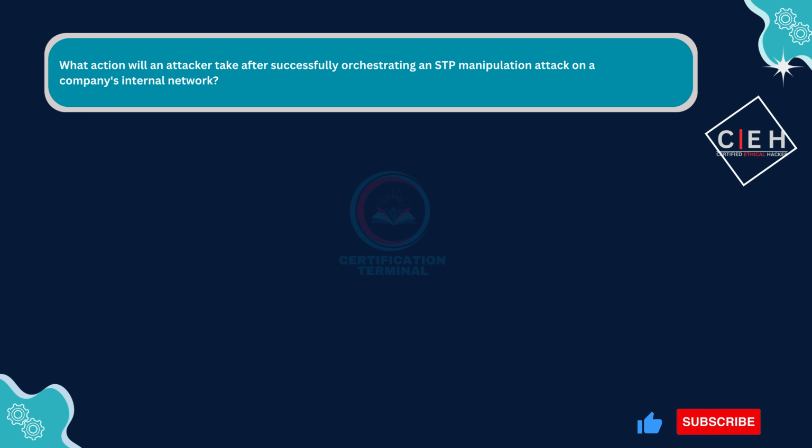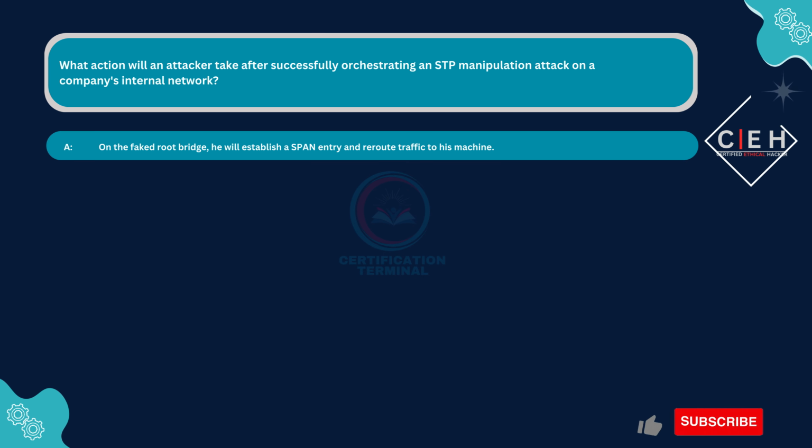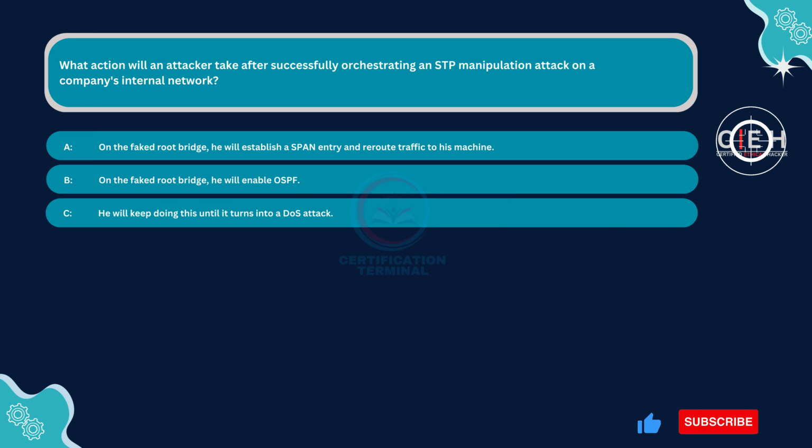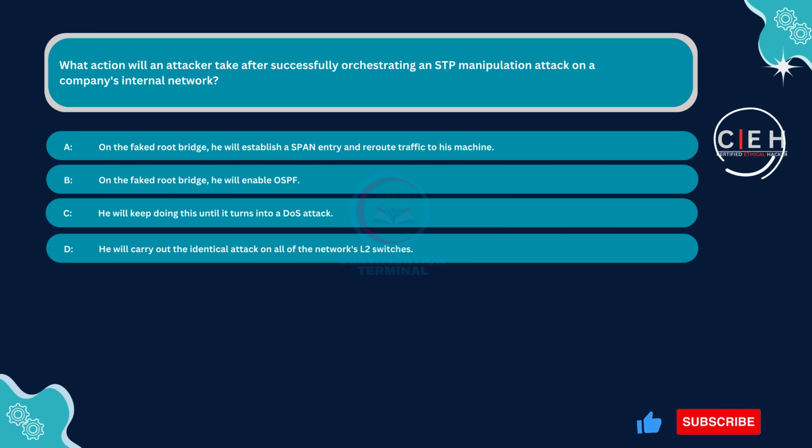Next question. What action will an attacker take after successfully orchestrating an STP manipulation attack on a company's internal network? Option A. On the faked root bridge, he will establish a span entry and reroute traffic to his machine. Option B. On the faked root bridge, he will enable OSPF. Option C. He will keep doing this until it turns into a DOS attack. Option D. He will carry out the identical attack on all of the network's L2 switches.